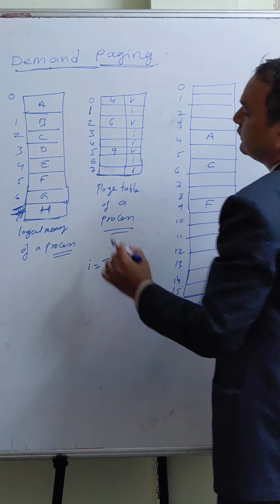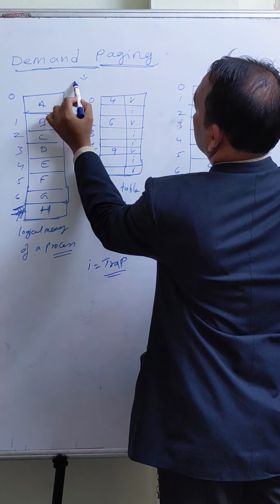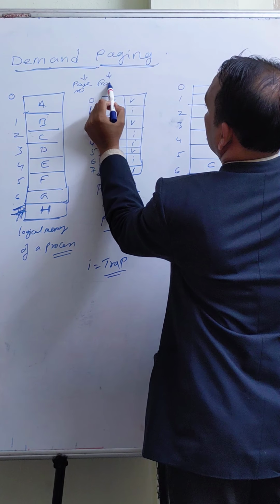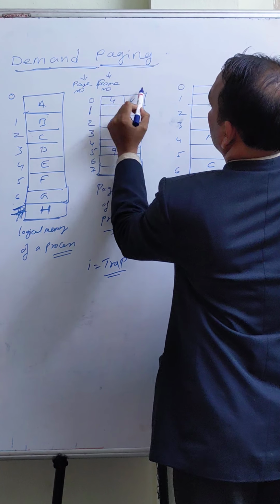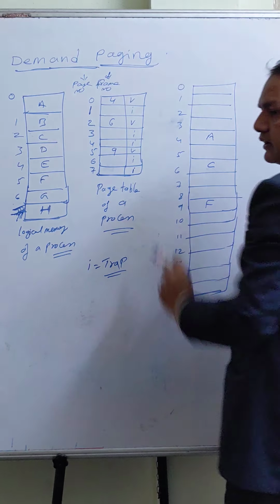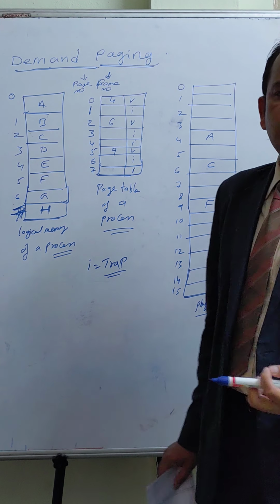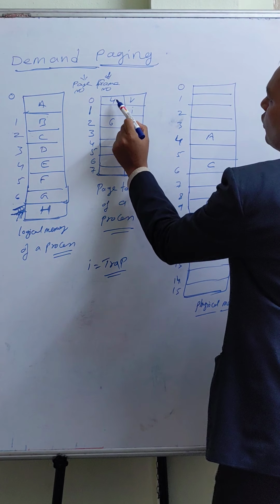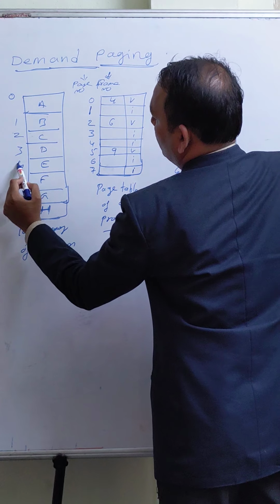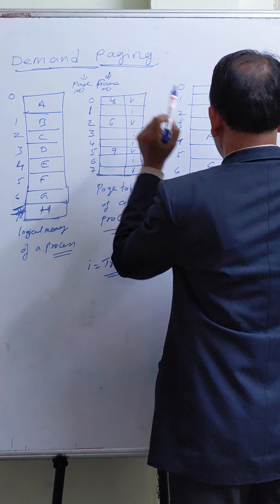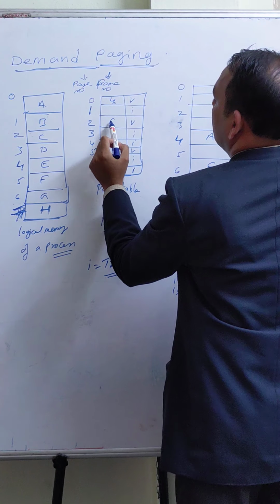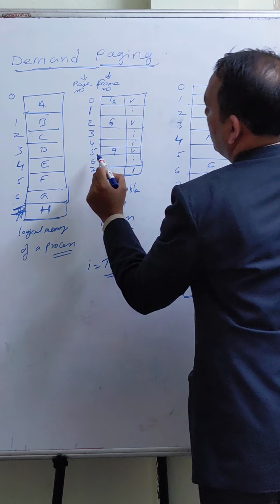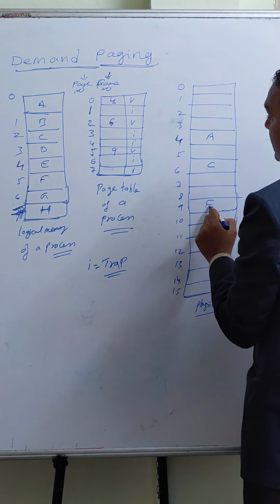The page table has the page number, the frame number, and this is the valid invalid bit. V is for valid, valid means that particular page is available in main memory. See this 4, page 0 is available in main memory. Page 2 is available in frame 6, and page 5 is available in frame 9.